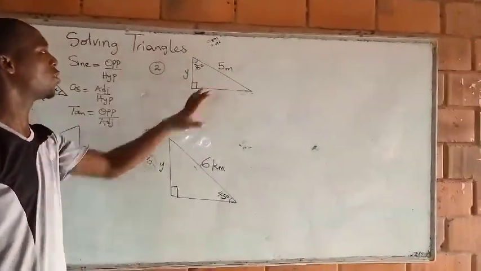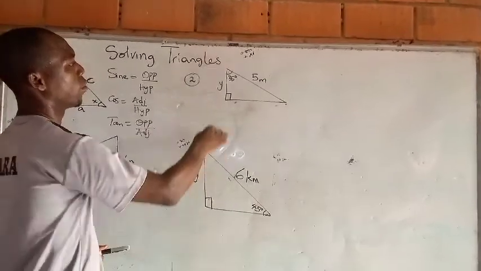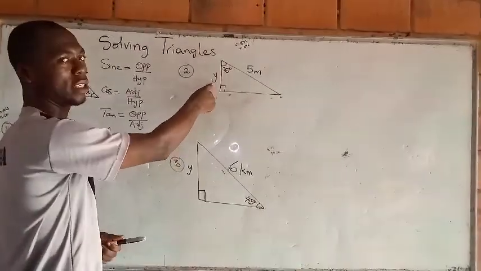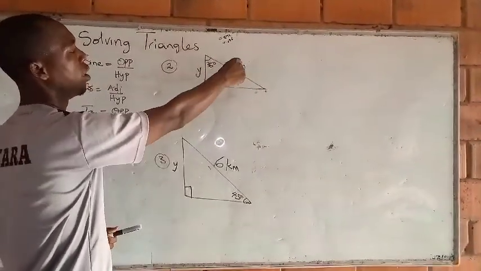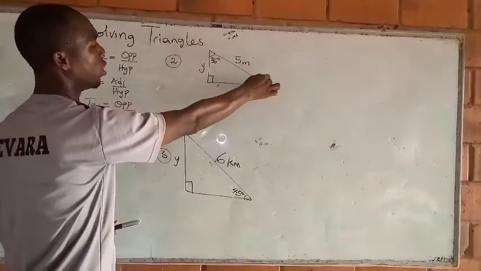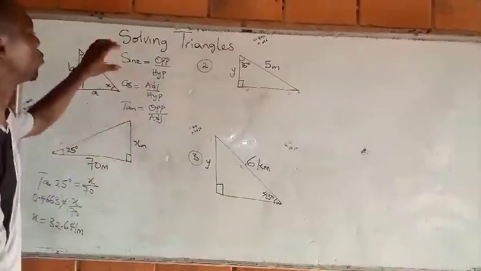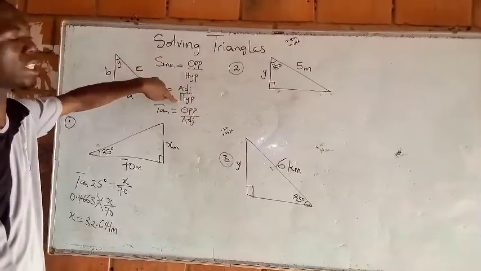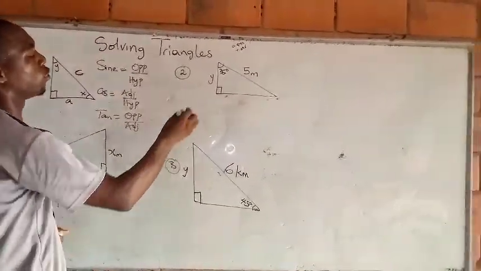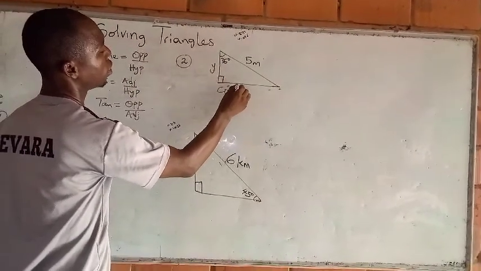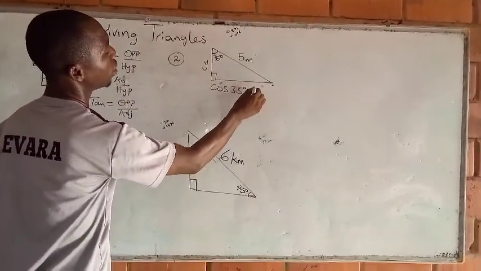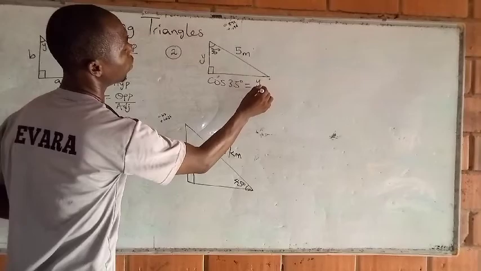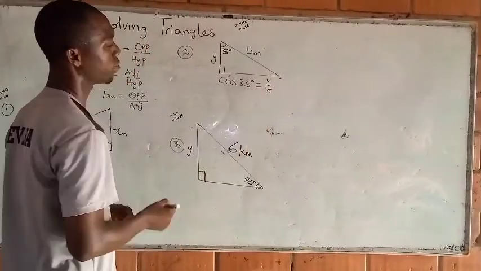Let's take another question. This side Y is adjacent. This side is the hypotenuse. So if you check this place now, it is cos that combines adjacent and hypotenuse. So it's going to be cos 35 degrees equals adjacent over hypotenuse.